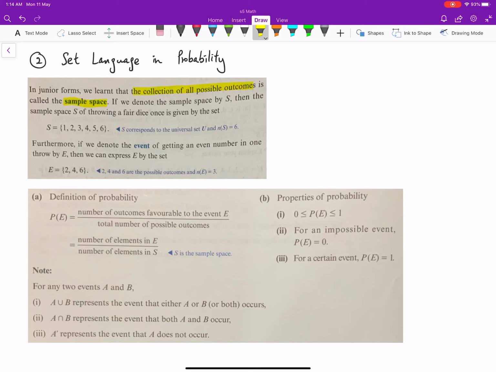But now if we use a set to represent this, and we denote the sample space by S, then S will be the set containing all the possible outcomes as elements. So we get S equal to this one. Here we can imagine the sample space will be the set that contains all possible outcomes.